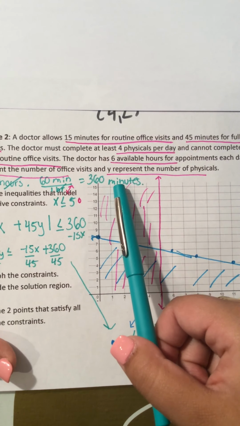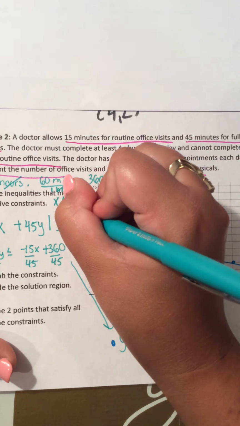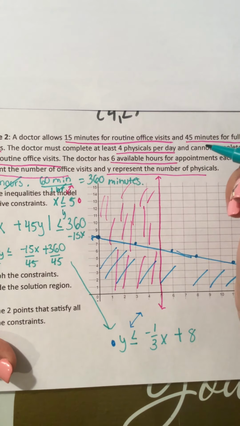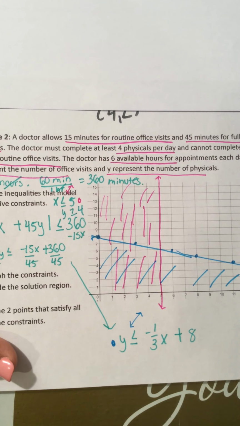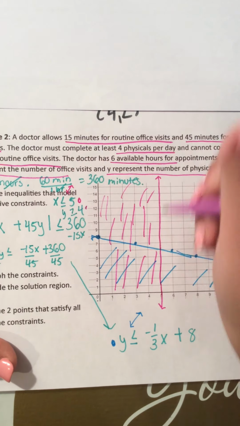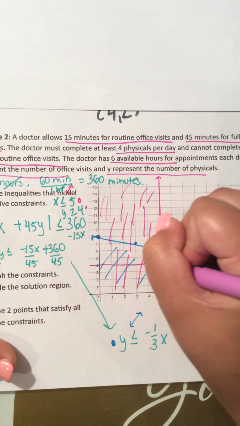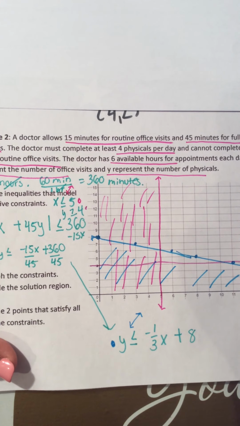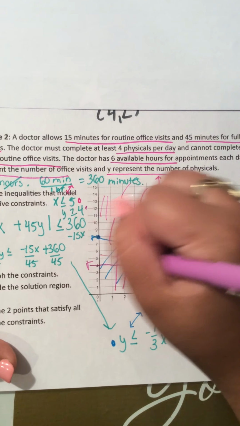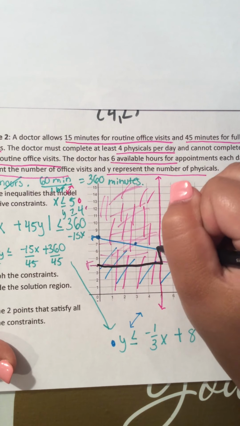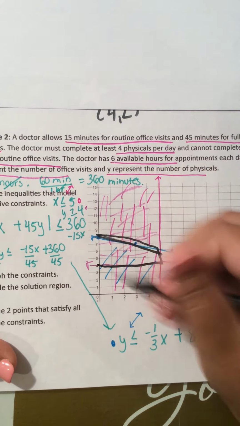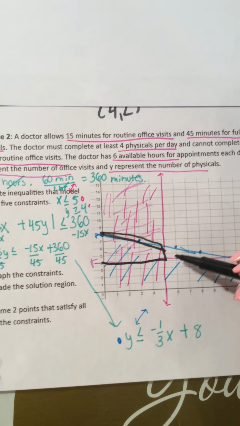Because for physicals, he has to complete 4, so I'm going to say y greater than or equal to 4, because he has to do at least 4. He can do a couple more. And I'm going to pick this purple color. So at 4, I'm going to have a solid line. Okay? And it's greater than. So I'm going to shade this way. And then I'm going to box where the solution is because they all meet right here. In this area, you see the purple, you see the pink, and you see the blue.